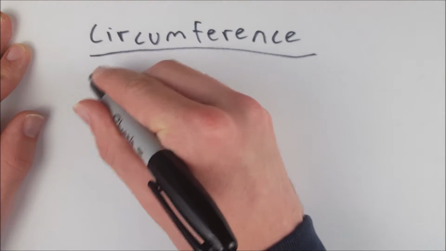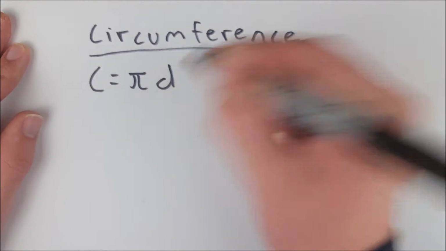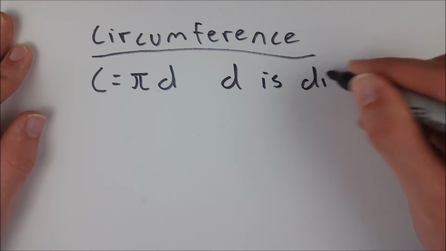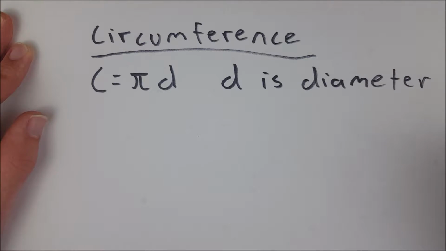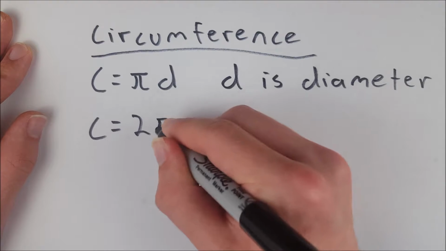So the first main formula, this is the most common one you see, is circumference equals pi times d, where d is the diameter of the circle. So if you know the diameter of the circle, you could just multiply it by pi, and that is your circumference. Easy as that. The other one is c equals 2 pi r.